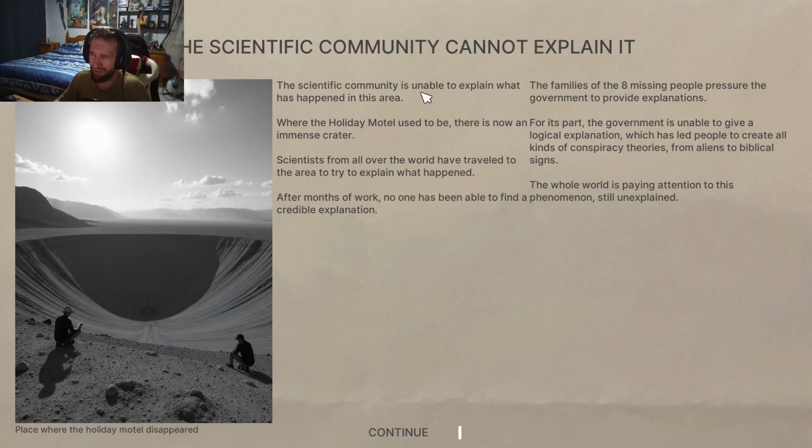The scientific community is unable to explain what has happened to the area. Where the holiday motel used to be is now an immersed crater. Scientists from all over the world have traveled to the area to try to explain what happened. After months of work, no one is able to find a credible explanation. The families of the 8 missing people pressured the government to provide explanations. For its part, the government is unable to give logical explanation, which has led people to create all kinds of conspiracy theories, from aliens to biblical signs. The whole world is paying attention to this phenomenon.